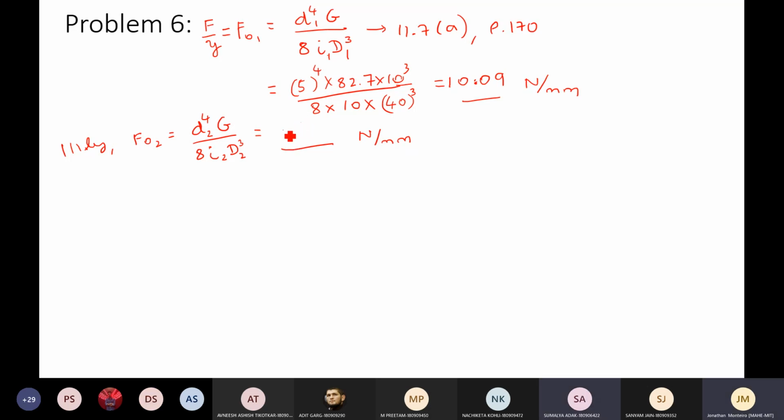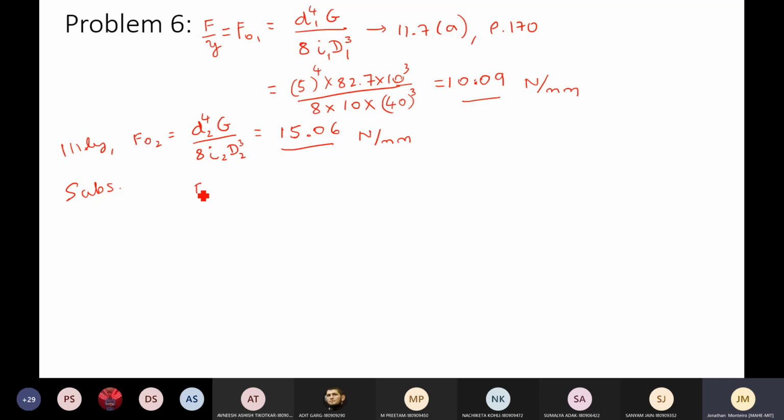$15.07. Yes. Okay, I'm getting around 0.6. That's fine, 0.6 or 0.7. So 10.09 and 15.06. Now we got these values. You can substitute it back. Okay, substitute in the equation. So which equation can we take here?